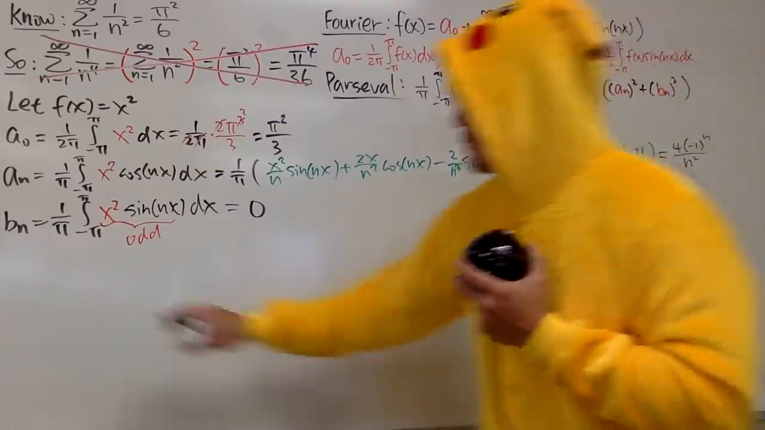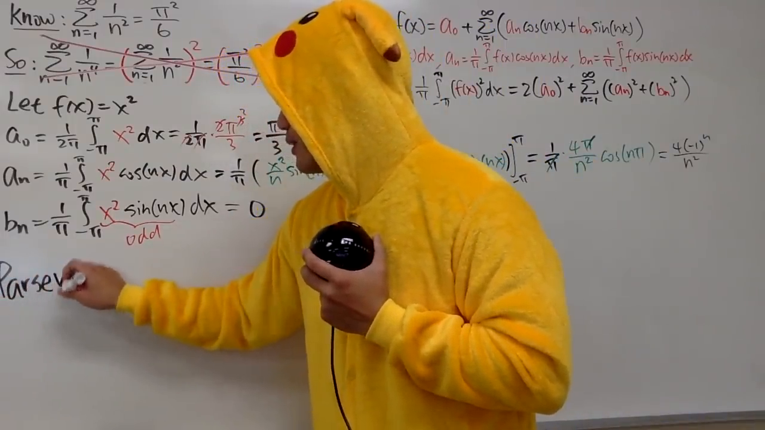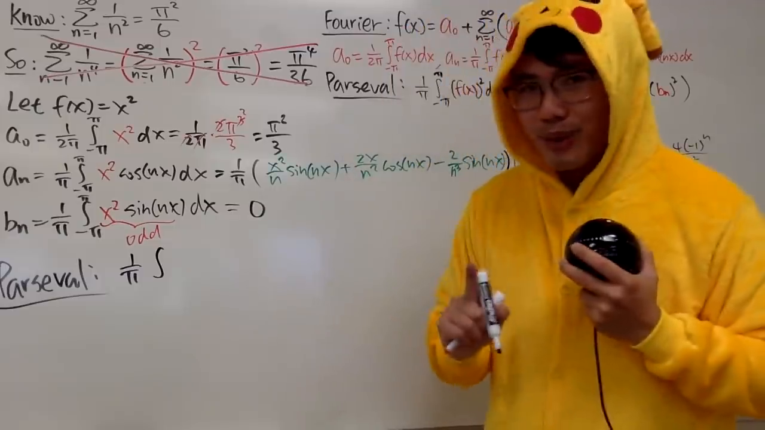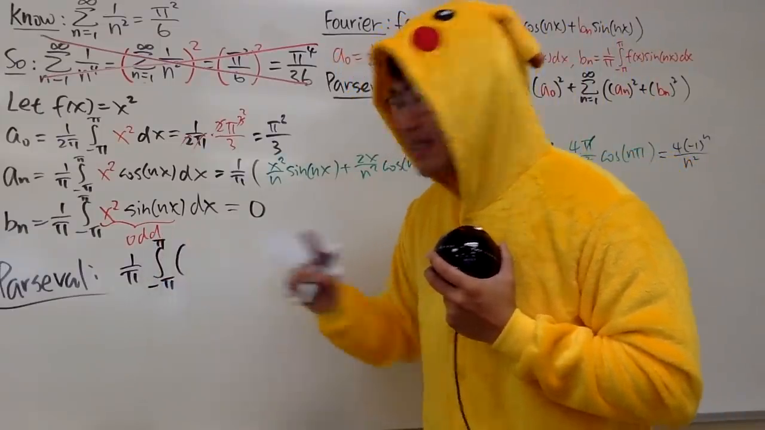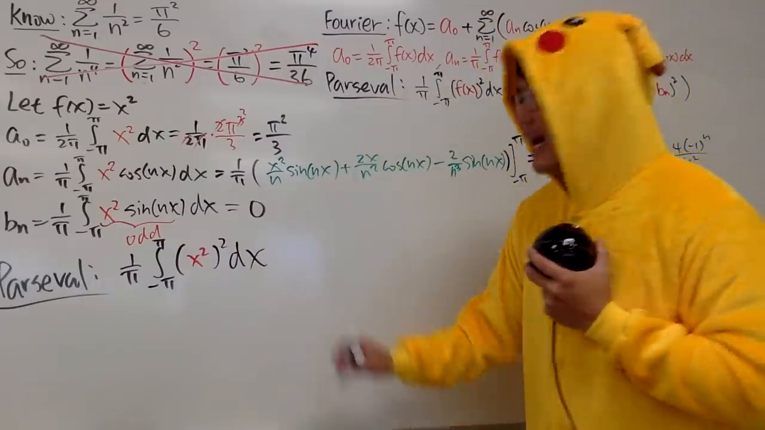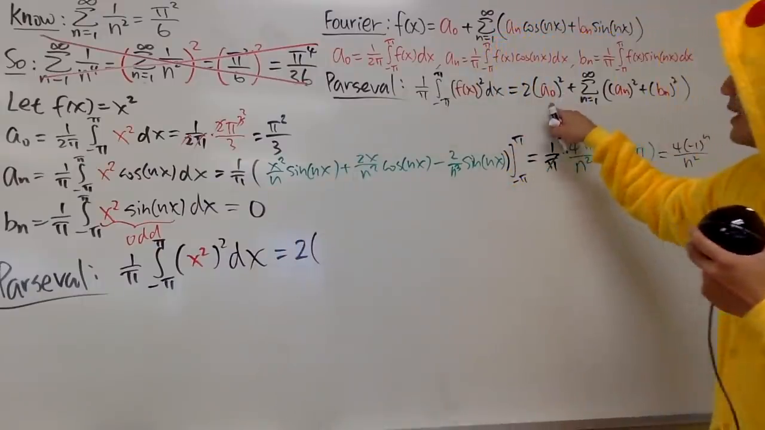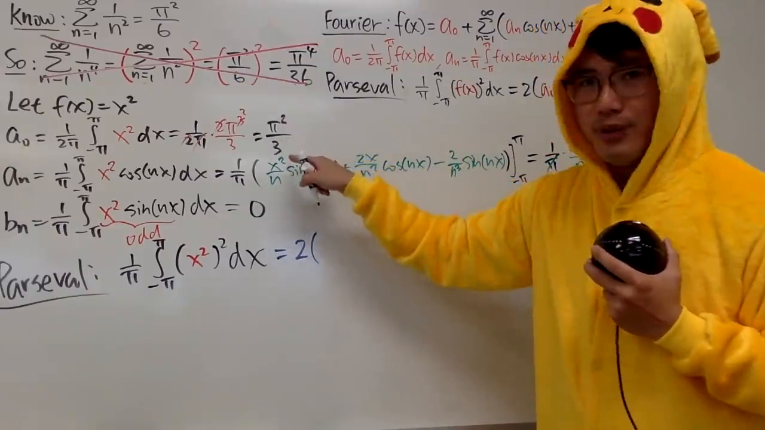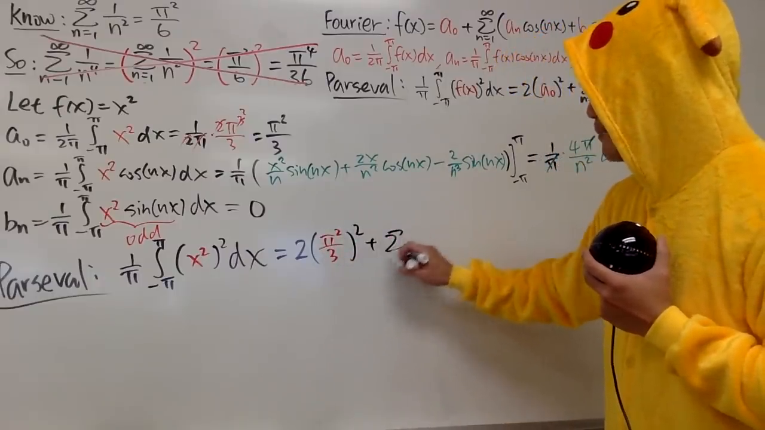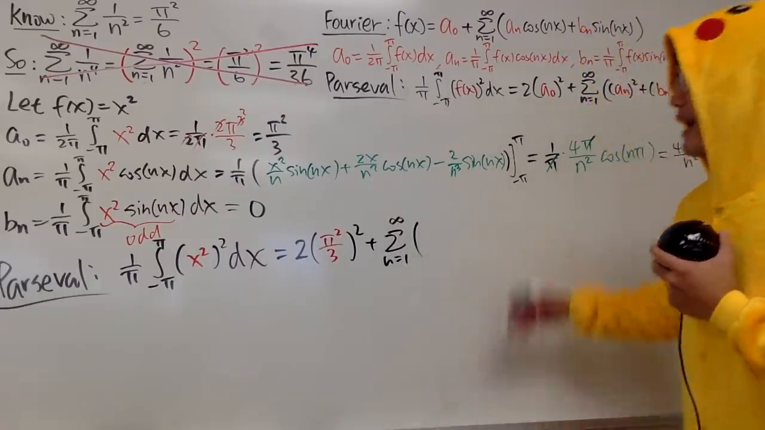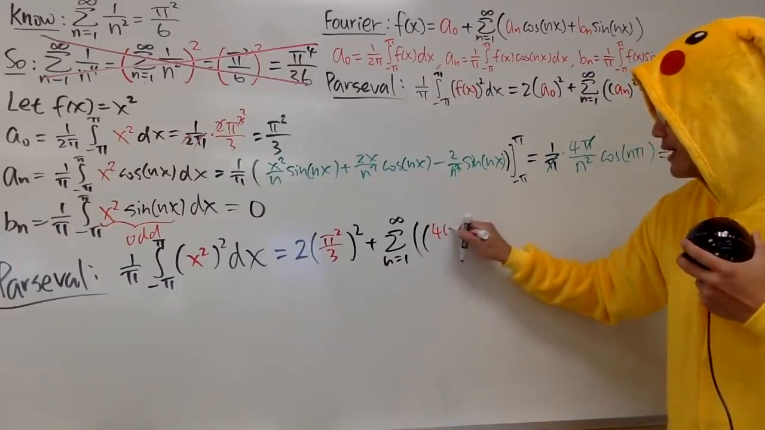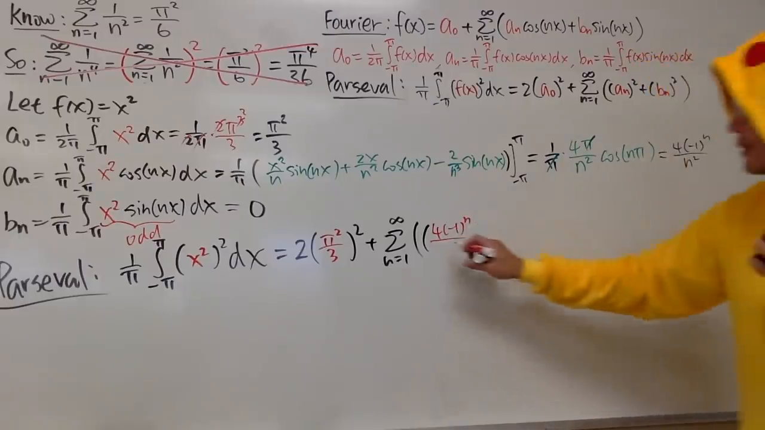So, thanks to Parseval, let me just write this down again. We have the following. First, the left-hand side, we have 1 over pi. This time, we are going to multiply by the integral from negative pi to pi, but we have to make sure we square our function, which is x squared squared dx, like this. And then, on the right-hand side, we have to have 2 times a0 squared, which we have pi squared over 3. We have to put this right here inside, and then we have to square that. And then we are going to add the sum as n goes from 1 to infinity. Well, an squared, which is this right here, squared. So we have 4 times negative 1 to the nth power over n squared right here.